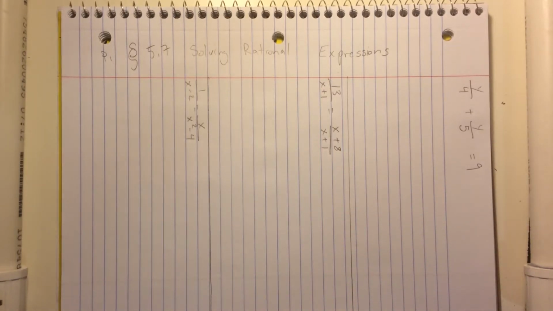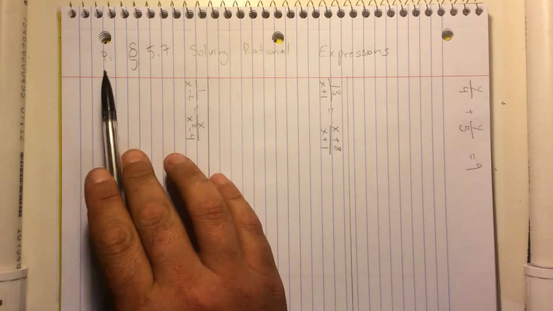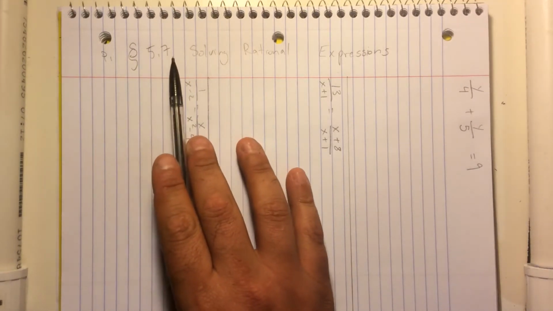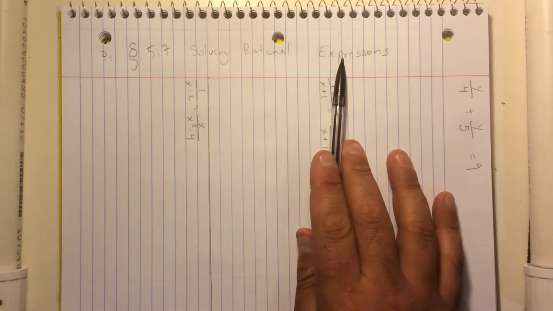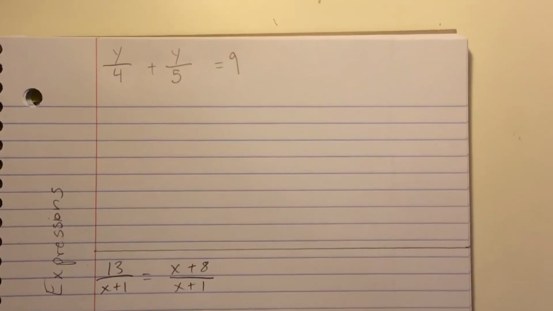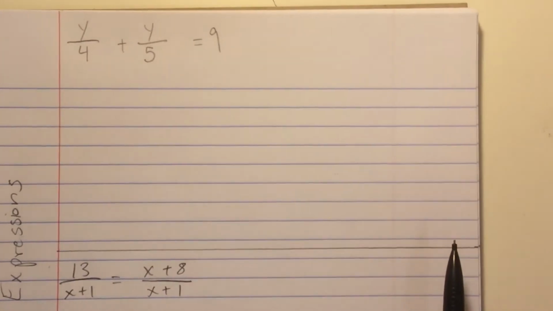This is the first foldable. It's a tri-foldable, 1, 2, 3, from section 5.7, solving rational expressions. And the first one we're going to be working on today, let me just adjust the camera so you guys can see a little bit more of what I'm doing. Okay, cool. That should be good.